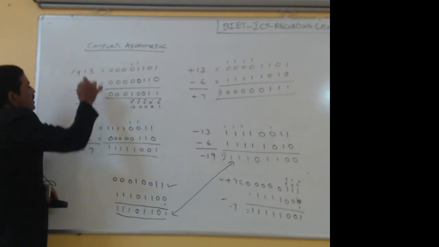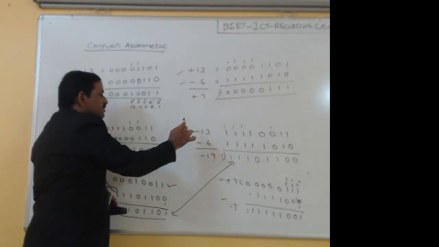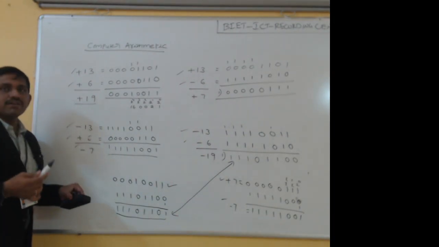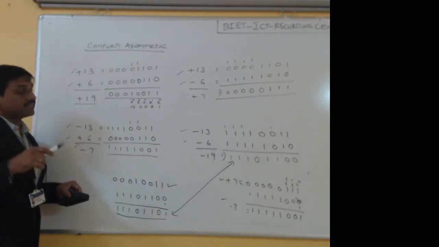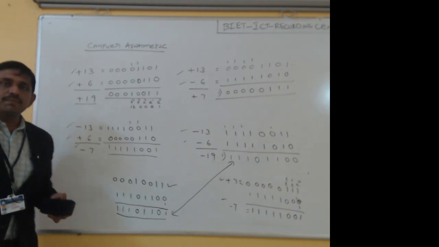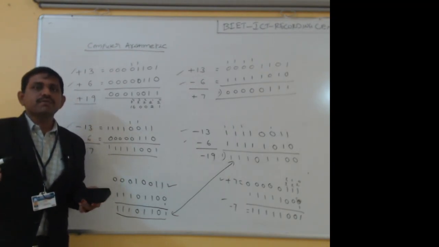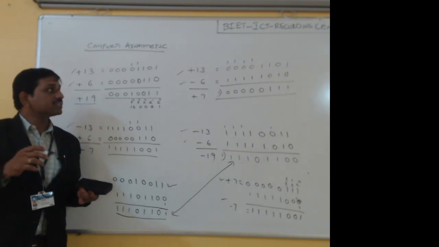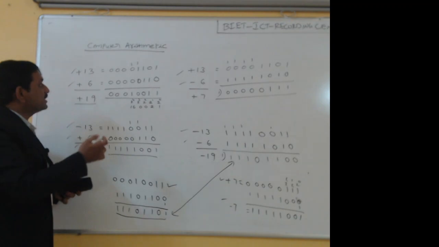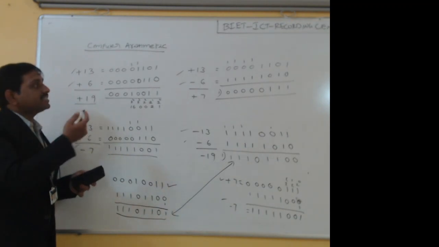Likewise, plus 13, plus 16, and plus 13, minus 6, minus 13, minus 6, minus 13, plus 6. Whatever the value we can add, the subtraction is also performed as addition only, using the 2's complement value. The 2's complement value is the 1's complement value plus 1. Then we can get the 2's complement. The 2's complement value is added to the positive number.